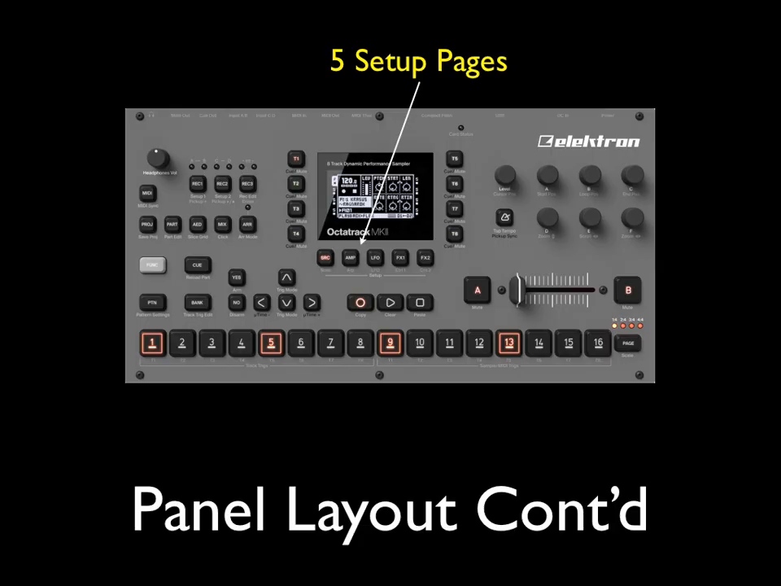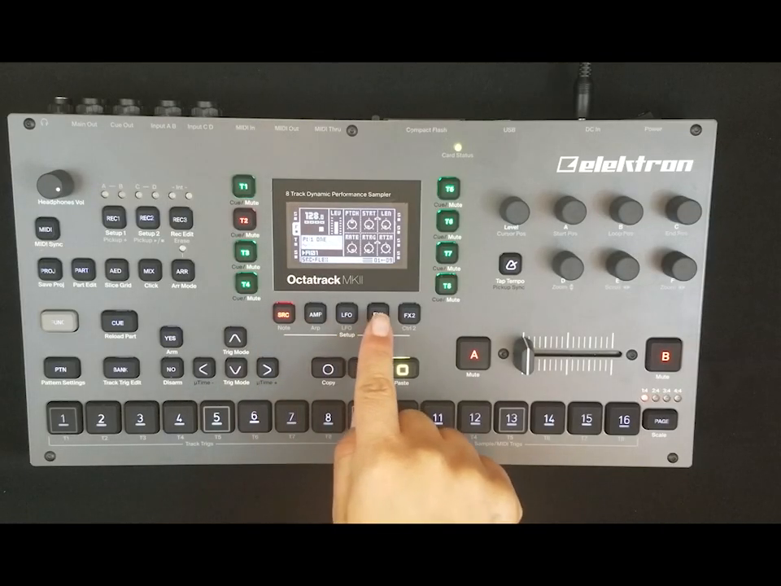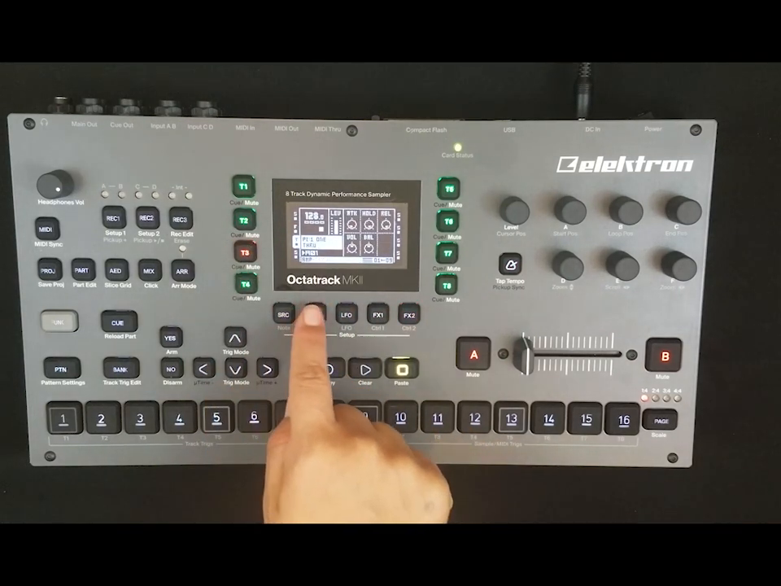Here are the 5 setup pages or track parameter pages. They contain different settings that affect each machine, like volume control, pitch control, LFOs, and so on. The track parameter pages change depending on which type of machine you have loaded to the track.